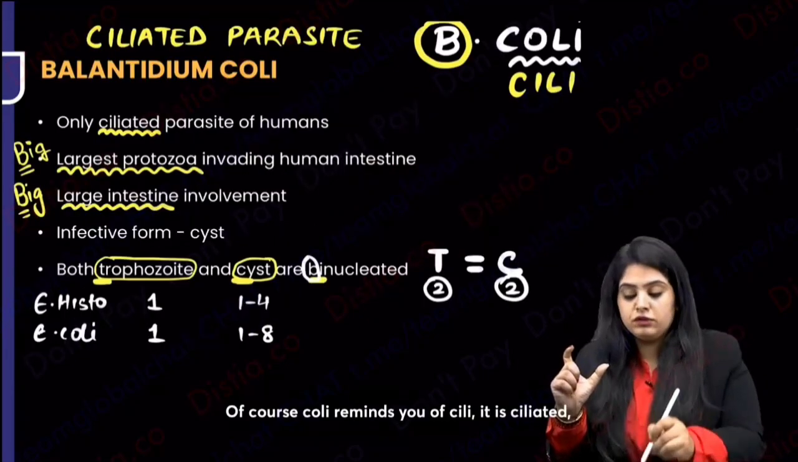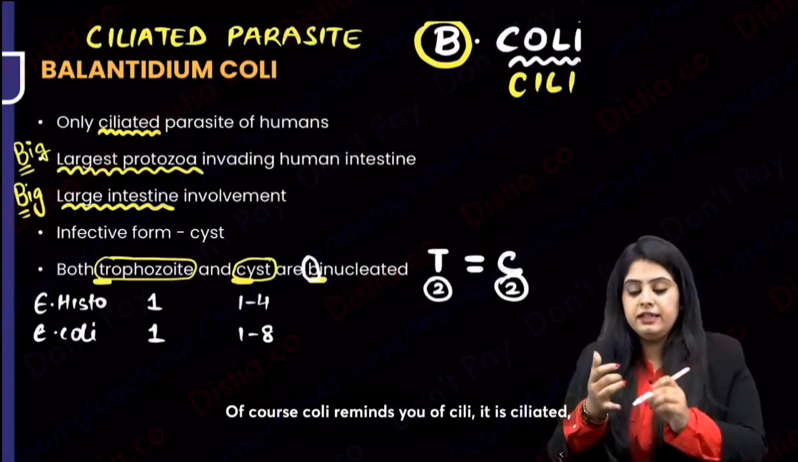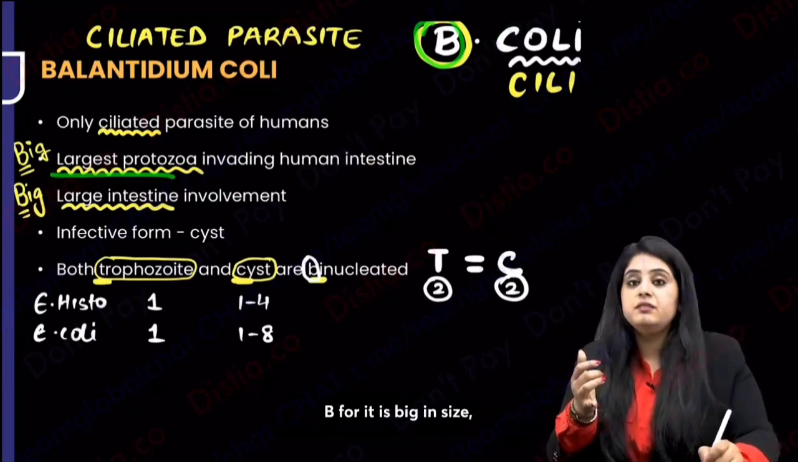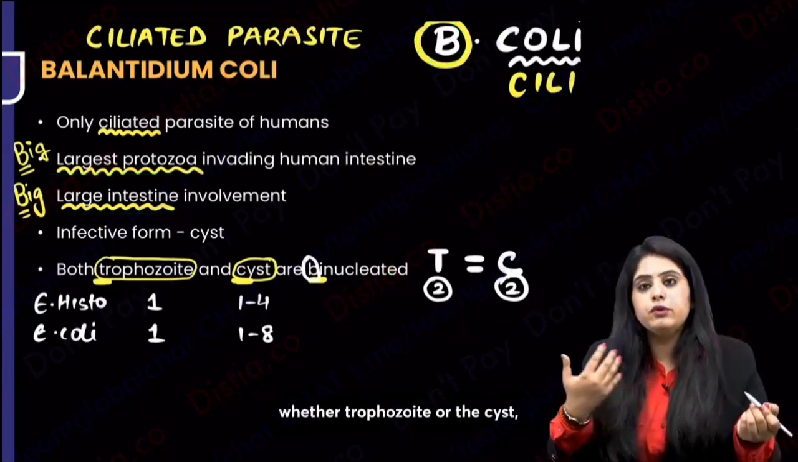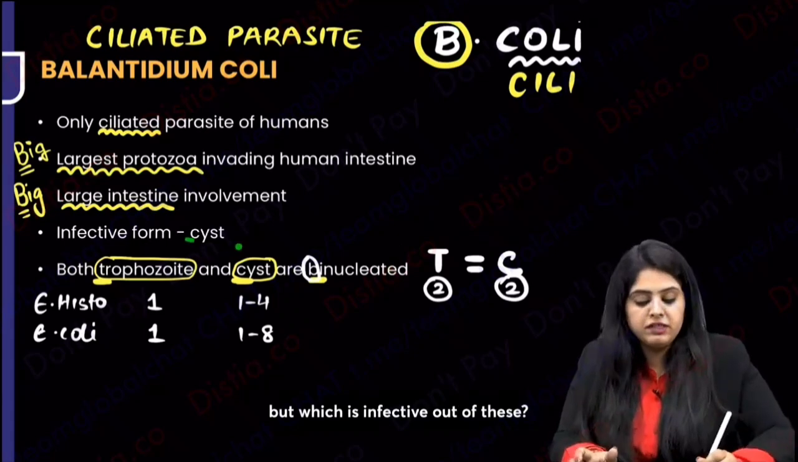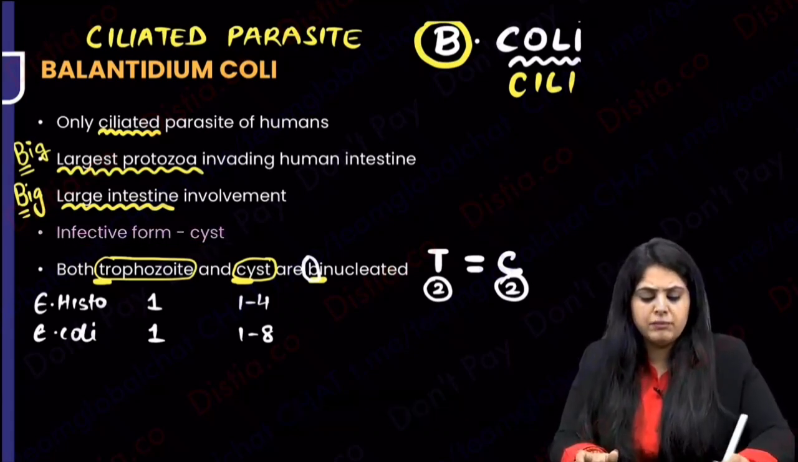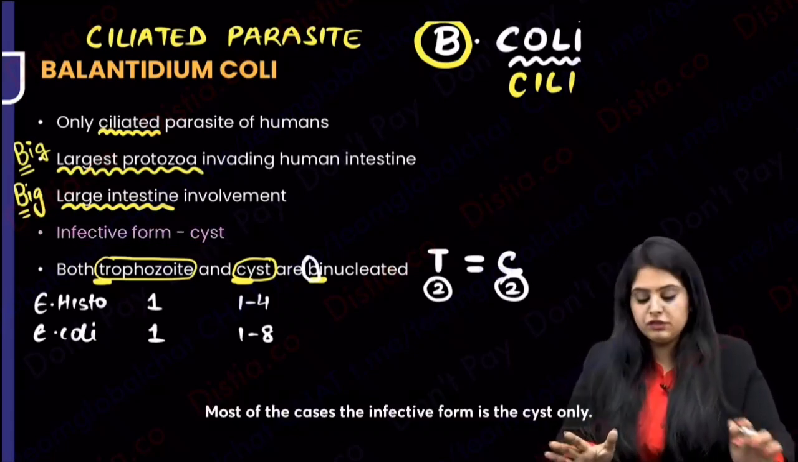The mnemonic, of course. Coli reminds you of cili. It is ciliated. B for it is big in size. B for it is big intestine. And B for it is going to be binucleated, whether trophozoite or the cyst. But which is infective out of these? Infective is always the cyst. Most of the cases the infective form is the cyst only.